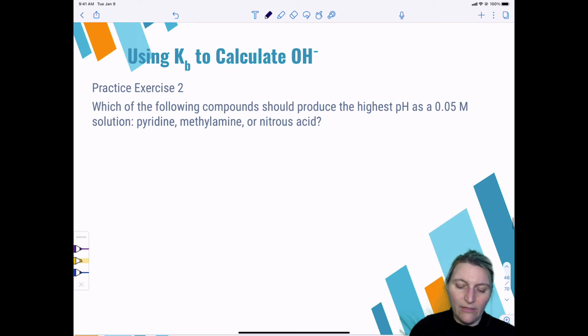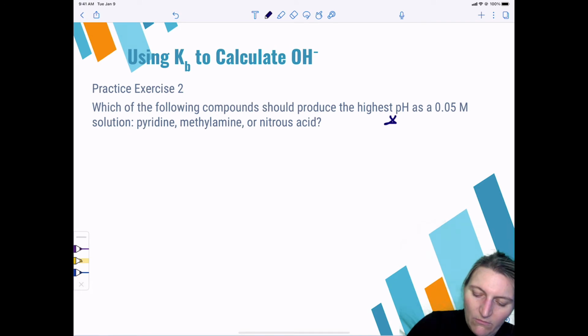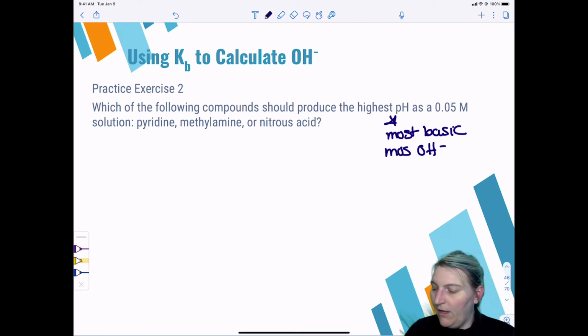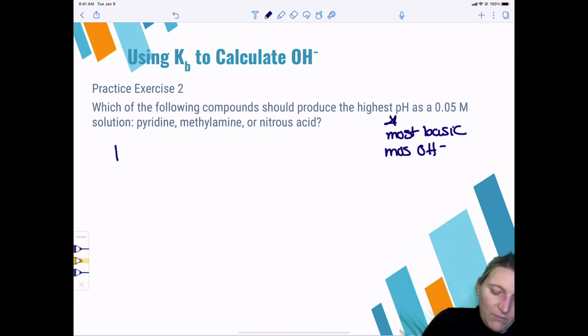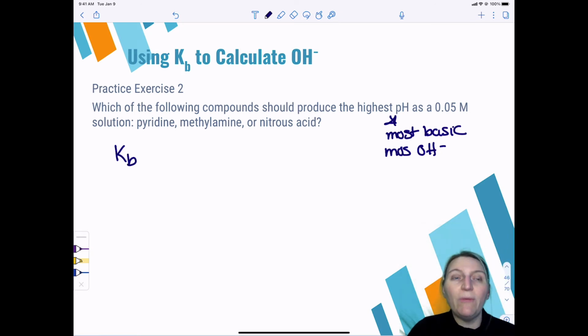Another practice exercise: which of the following compounds should produce the highest pH? That means, right, most basic, right? The most OH minus concentration. And then it says a 0.05 sample of pyridine, methylamine, or nitrous acid. Well, here what I would be looking for is the KB. The one with the highest KB, remember KB is like any equilibrium constant, the ratio of products over reactants. So if it makes the most products, the products is where the OH minus would be. The more OH minus, the larger the pH. So I would just pick the one with the largest pH.